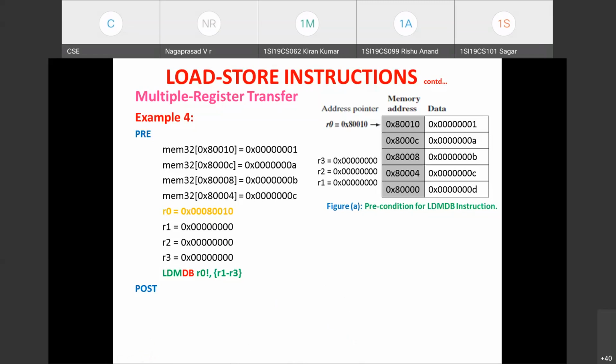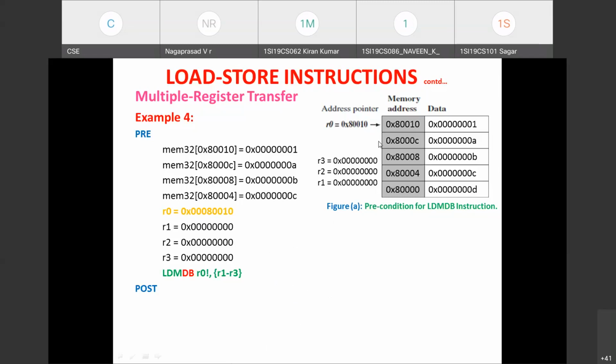R1, R2, R3 contents are A, B, C respectively. What will be the R0 register content? It will be the final value, 0x80004. Correct. The R0 register content is fine. What about R1, R2 and R3?